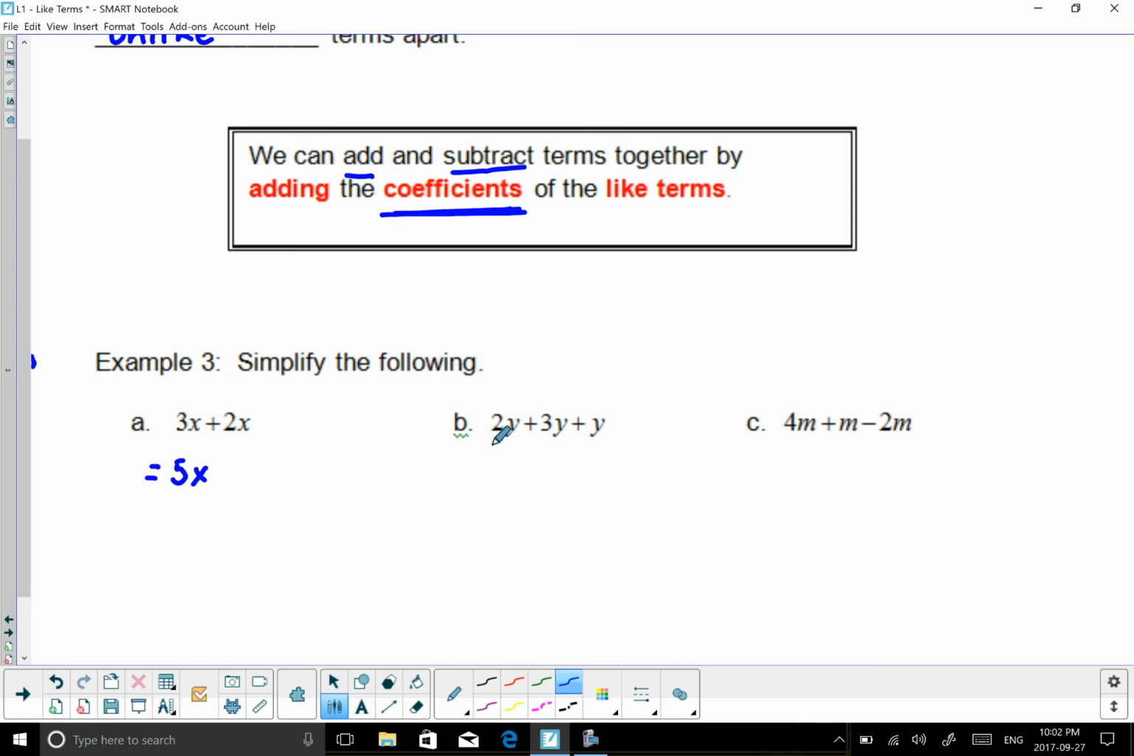Here I have 2y's, and then I get another 3y, so now I have 2y and 3y, and then I get one more y. So together, do it in steps, 2y's and 3y's, 5y. I'm going to continue writing the y down, and then I have 5y and 1y, so that's 6y.